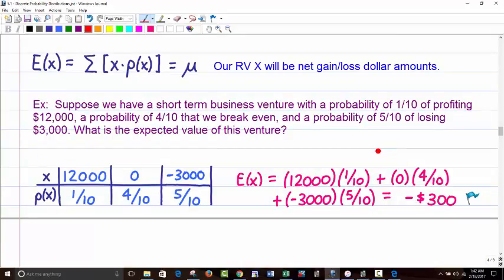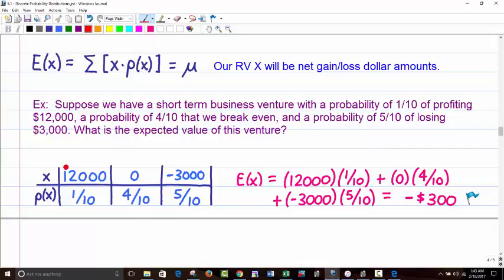So what does that negative 300 tell you? It tells you that if you could repeat this venture over and over and over, then in the long run you should lose about 300 every time you do it. So after about 1,000 times, theoretically, you should be about 300,000 down. That doesn't sound too promising to me. But that's the long-run theoretical average.